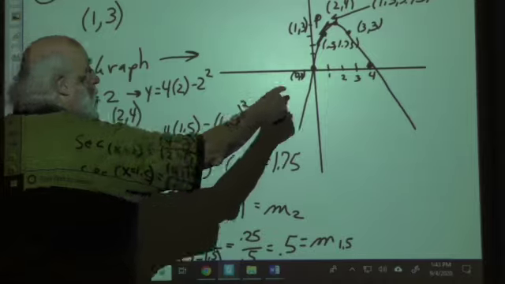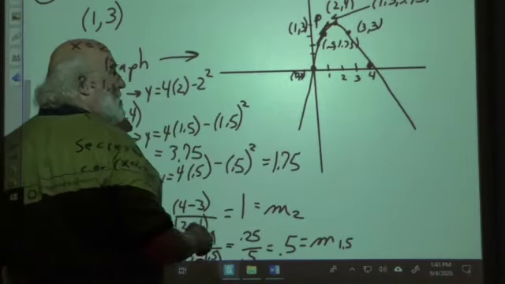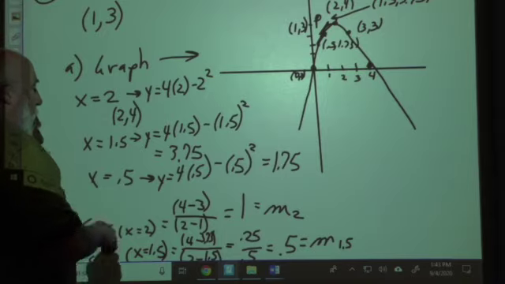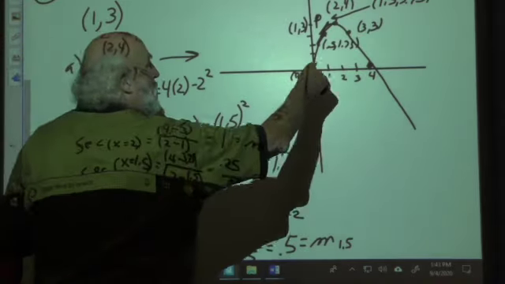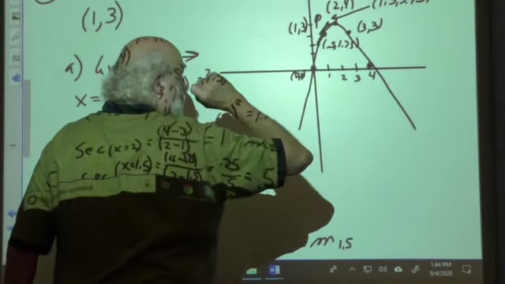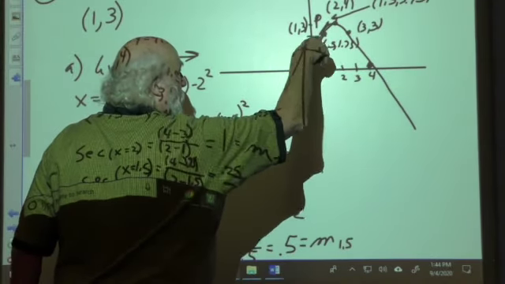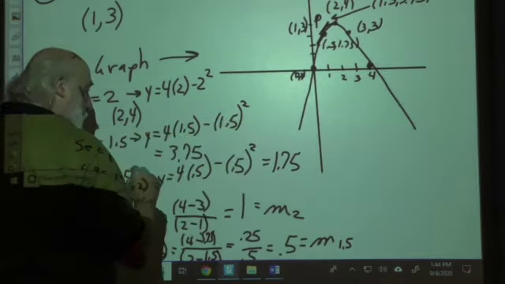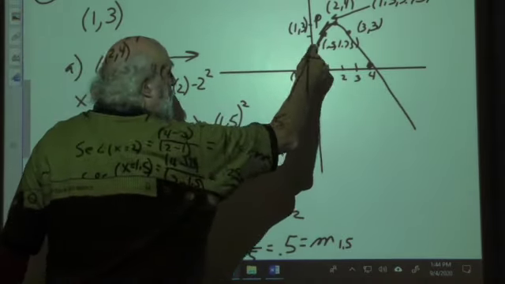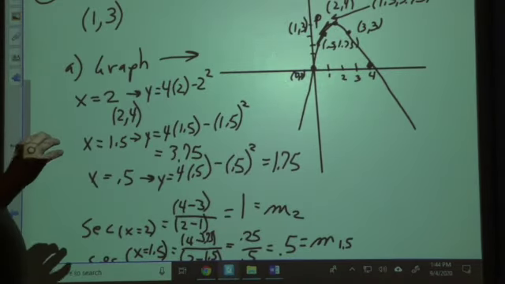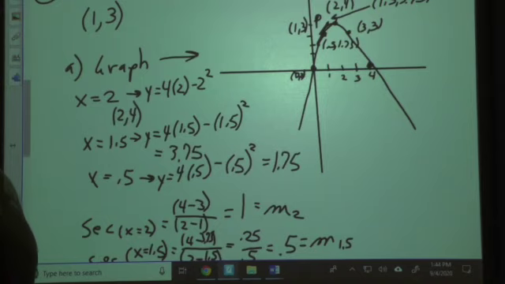So 2, 4 is this point right here on top. It's what we call the apex of the curve. 1.5, 3.75 is halfway between the 1, 3 and that. And then 0.5, 1.75 is over here. We draw secant lines from 1, 3 to those 3 points.